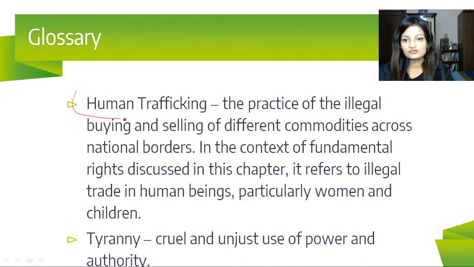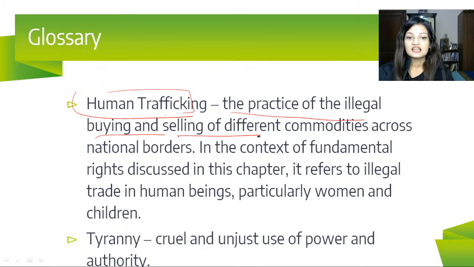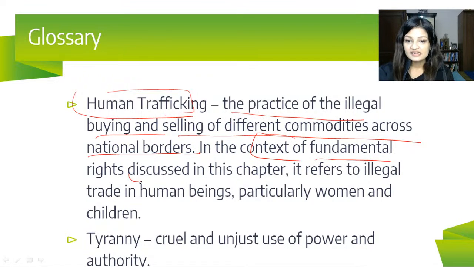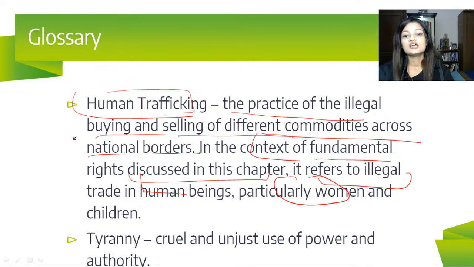Okay, so another important word would be human trafficking. Human trafficking basically है मतलब the practice of illegal buying and selling of different commodities across national borders. In the context of fundamental rights discussed in this chapter, it refers to illegal trade in human beings, particularly women and children. So human trafficking मतलब कि illegal trade है.